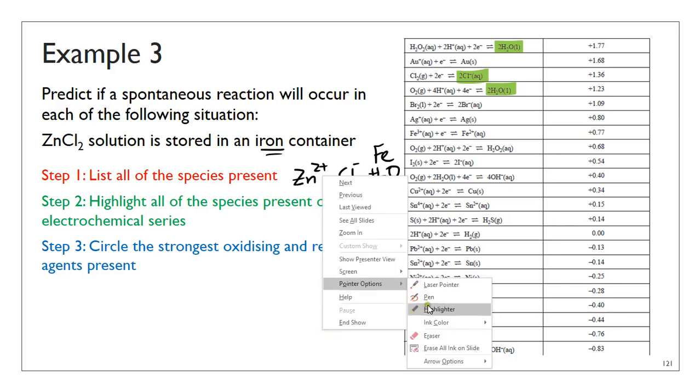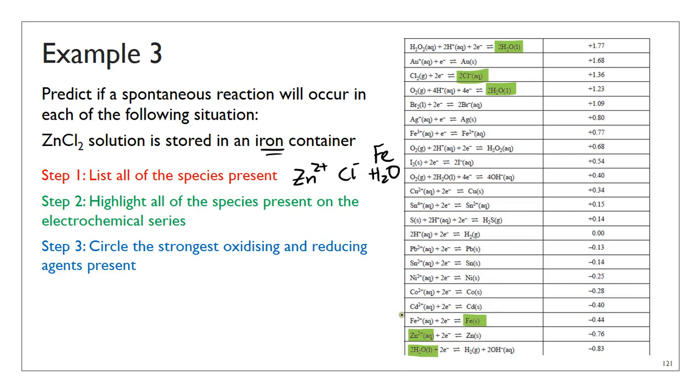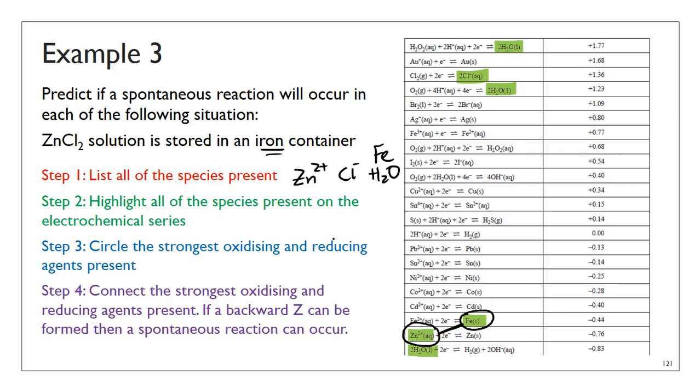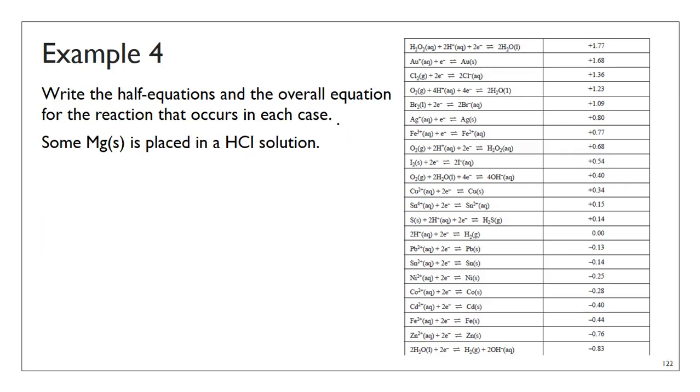So there are two oxidizing agents present, but the zinc ion is a stronger one. So I'm just going to circle that. And there are four reducing agents present. Fe is a stronger one, so you have that. However, you don't have a negative gradient when you connect these two, so you don't have a spontaneous reaction. So just go with no. Oh, we're not done? Oh, okay, we're done.